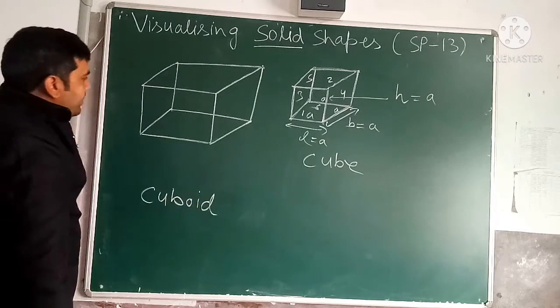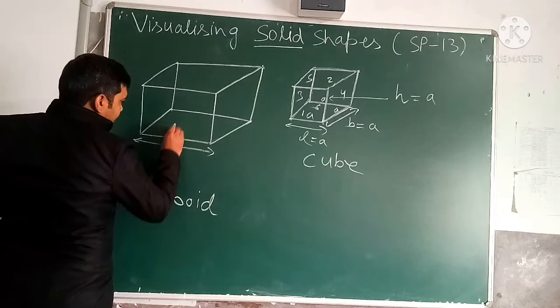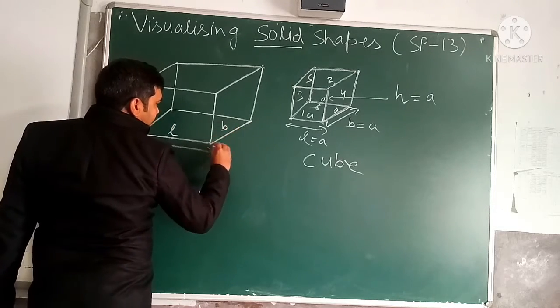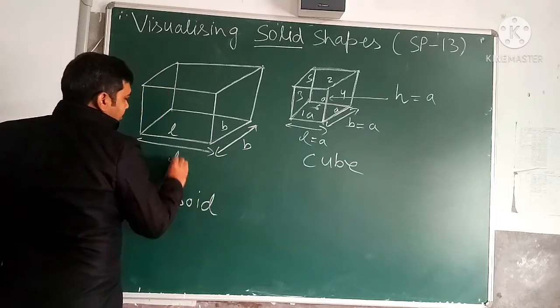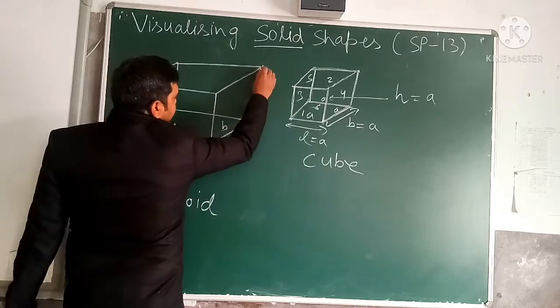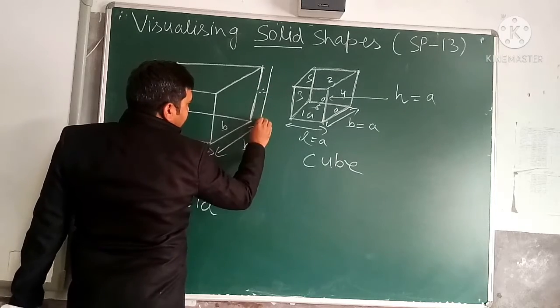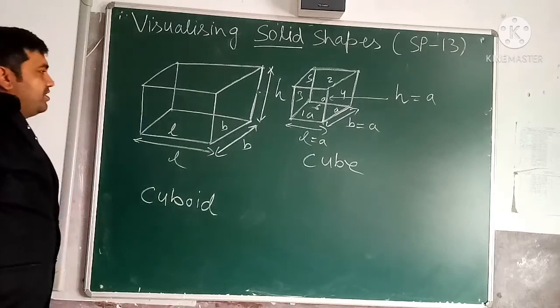Each face of a cuboid is a rectangle. This is the length of the cuboid, L. This is the breadth of the cuboid, B. And this is the height of the cuboid, H.